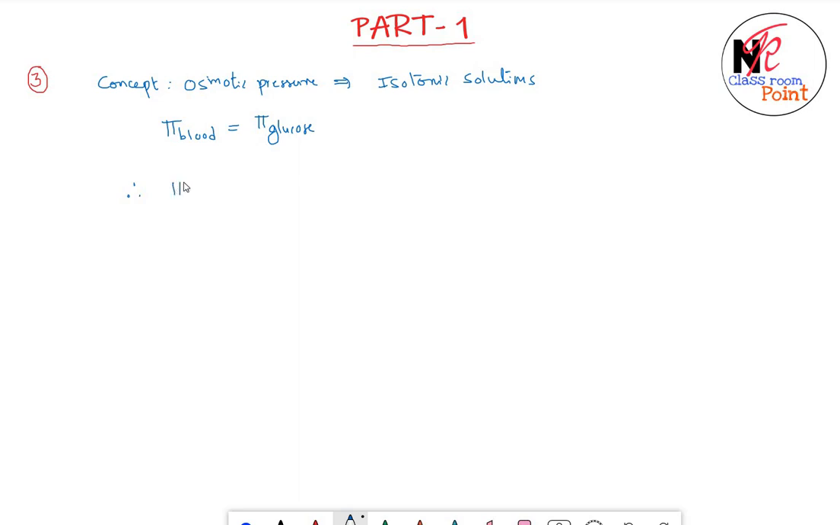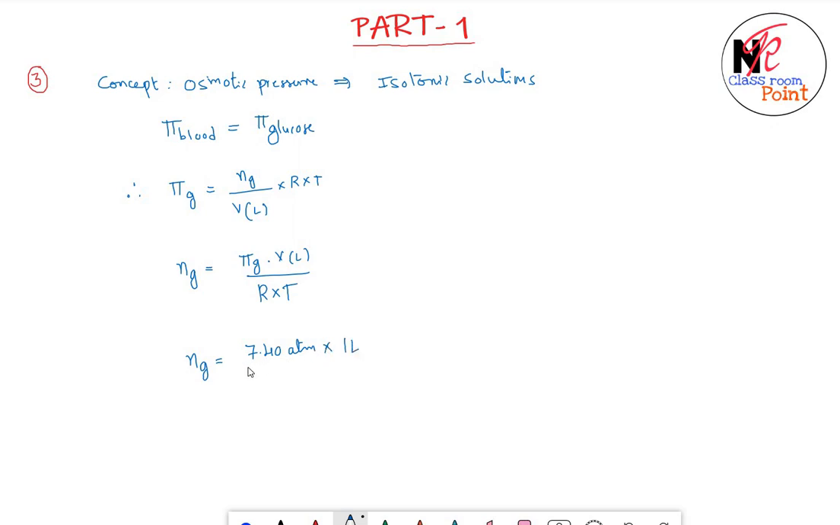So we can write the osmotic pressure of the glucose equals the number of moles of glucose divided by the volume of the solution in liters, into R into T. Now the number of moles of glucose equals the osmotic pressure of the glucose, which we can take as the blood osmotic pressure, into the volume of the solution in liters divided by R into T. Here the osmotic pressure of the blood is given in atmospheres, that is 7.40 atmospheres, and the volume of the solution is 1 liter.